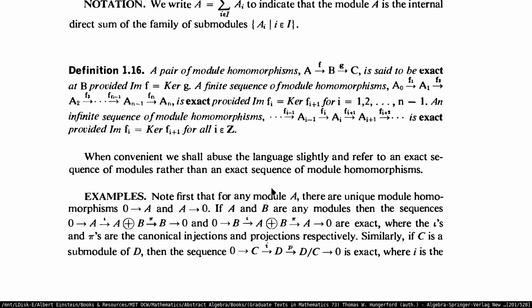So we have module homomorphisms F and G. You go from A to B with F, you go from B to C with G, and this sequence of module homomorphisms is going to be exact at B if the image of F is equal to the kernel of G. A finite sequence of module homomorphisms is exact if the image of a specific homomorphism at index I is equal to the kernel of the following homomorphism.